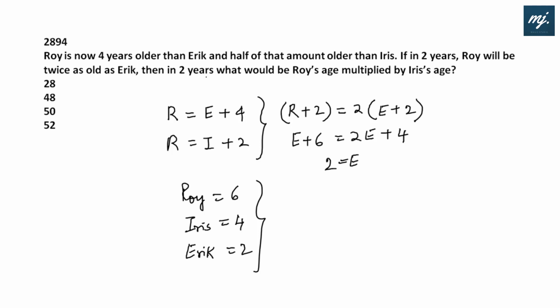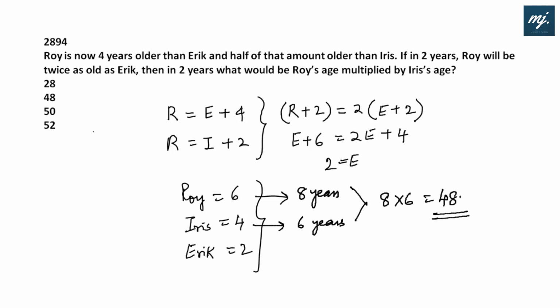Then in 2 years, what would be Roy's age multiplied by Iris' age? Roy's age in 2 years would be 8 years, and Iris' age in 2 years would be 6 years, and they are asking for the multiplication of these two. 8 into 6 is 48. That features in option B.